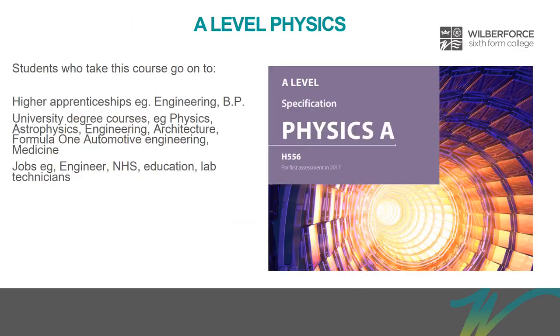Students who do this course go on to many things. So often go into forms of engineering. BP is an example where we've had apprenticeships there, but the university degrees often go on to physics, astrophysics, engineering, architecture, Formula 1 automotive engineer, and medicine. In fact, one of our current students is working for a Formula team as one of the senior engineers.